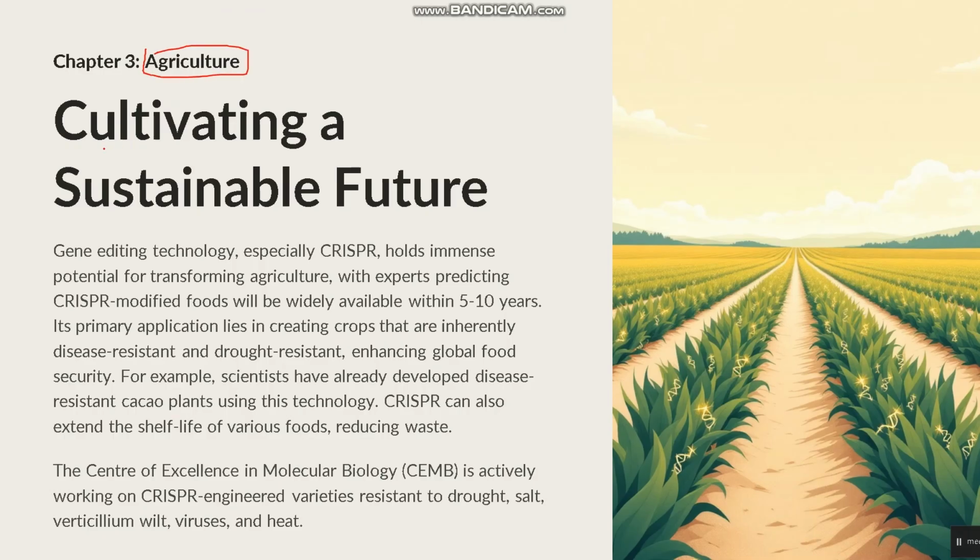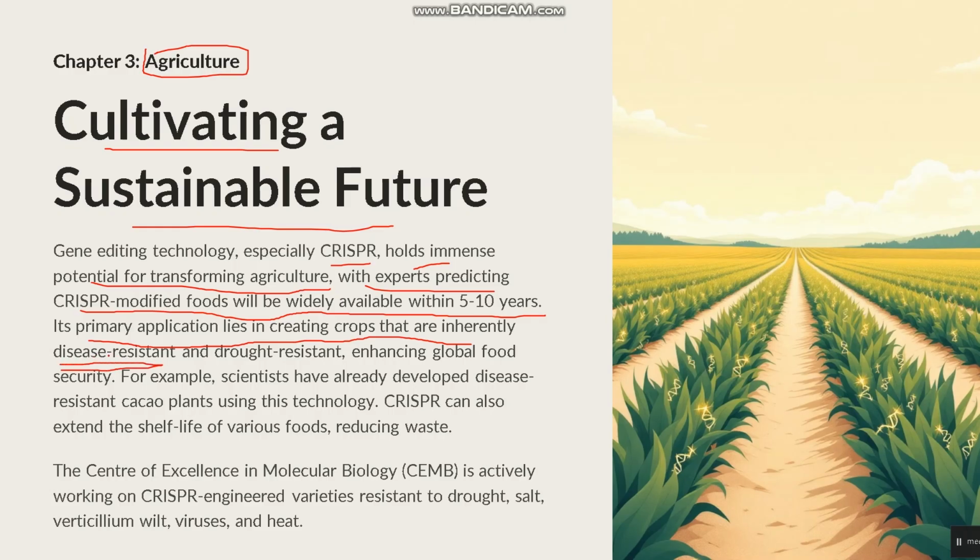agriculture, cultivating a sustainable future. Gene editing technology, especially CRISPR, holds immense potential for transforming agriculture, with experts predicting CRISPR-modified foods will be widely available within 5 to 10 years. Its primary application lies in creating crops that are inherently disease resistant and drought resistant. So if the water is low, they survive, enhancing global food security.